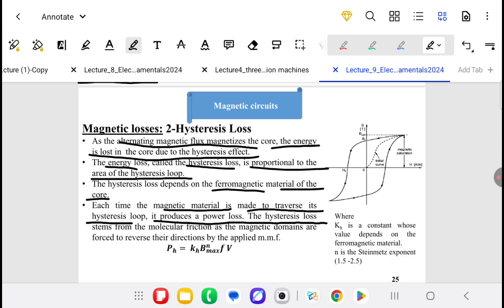The hysteresis loss stems from molecular friction, as the molecules of the atoms collide with each other, and a friction happens due to the change of polarity of the north and south poles due to the change of the current direction, as it is AC. The magnetic domains are forced to reverse their direction by the applied magnetomotive force. We have here the initial curve, which is the dotted part.